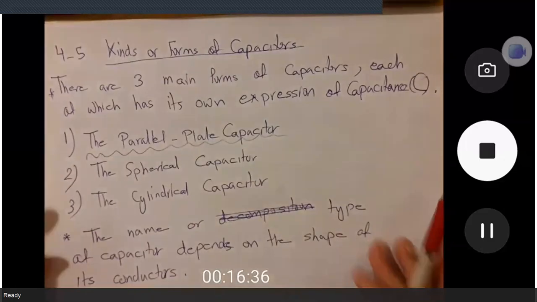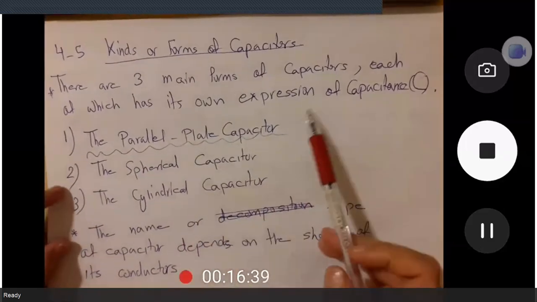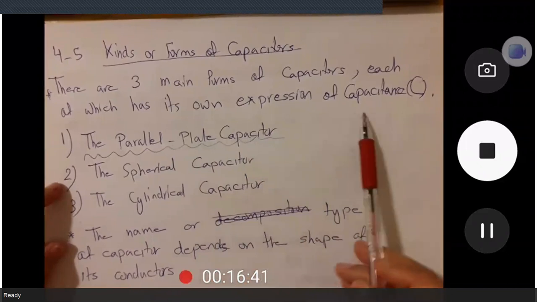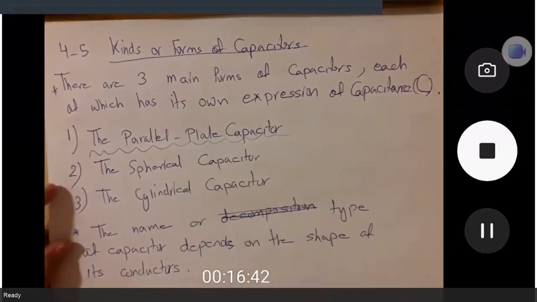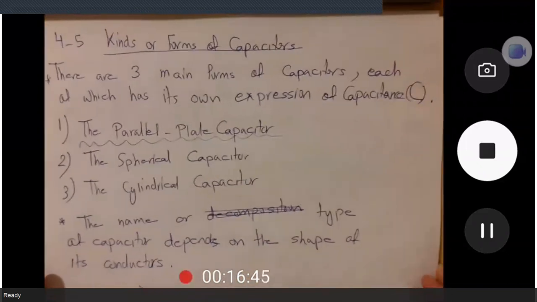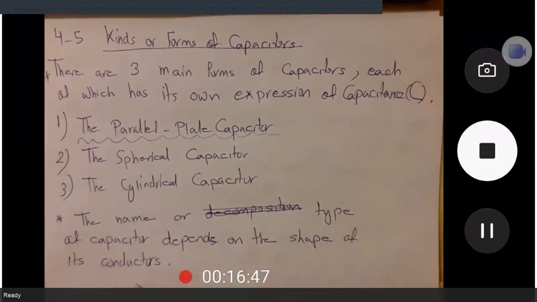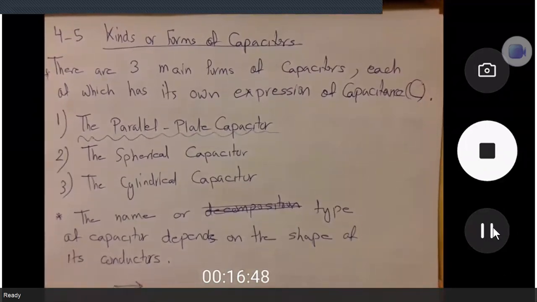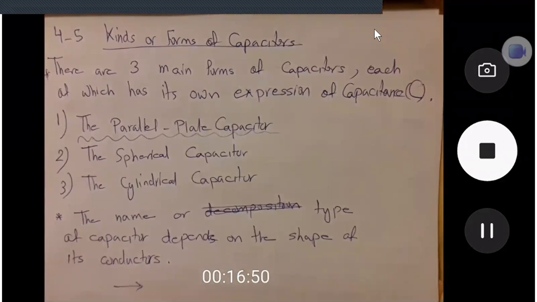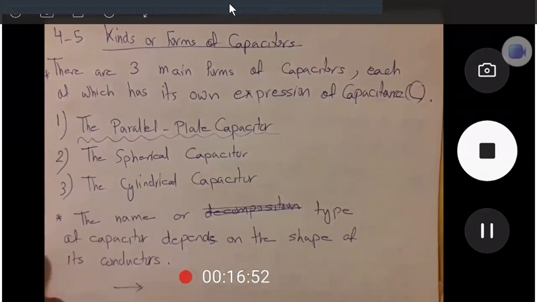We have to learn the expression for C for each of these types. I will do it in a second video. Okay, ladies and gentlemen, so here we are going to stop.